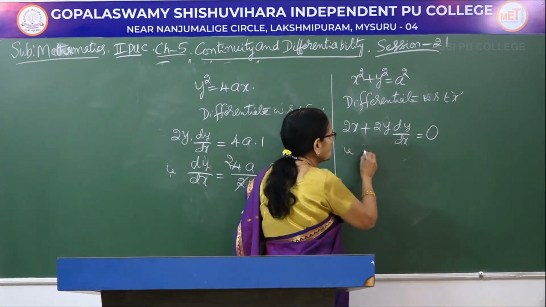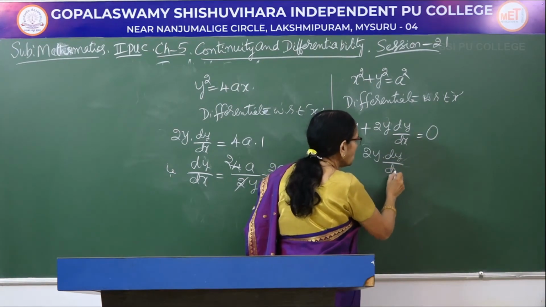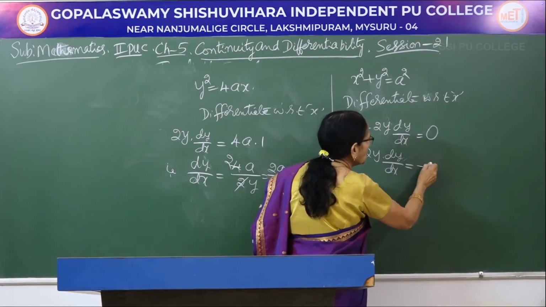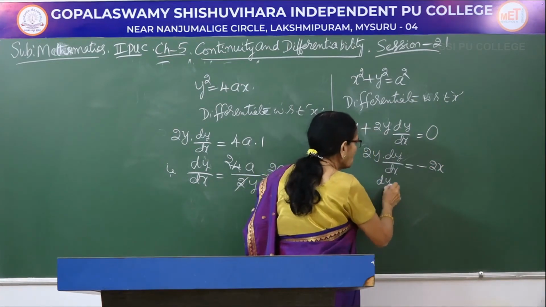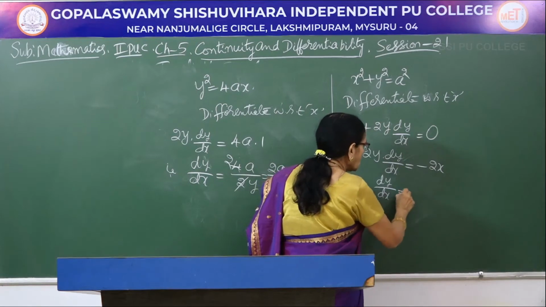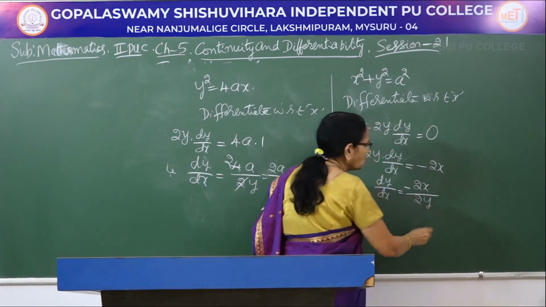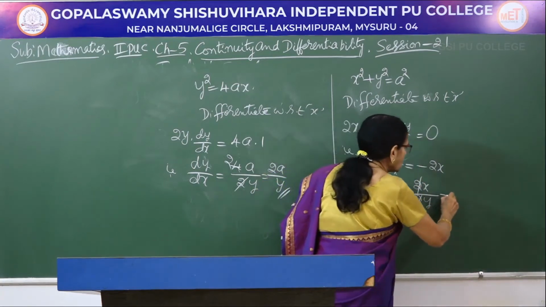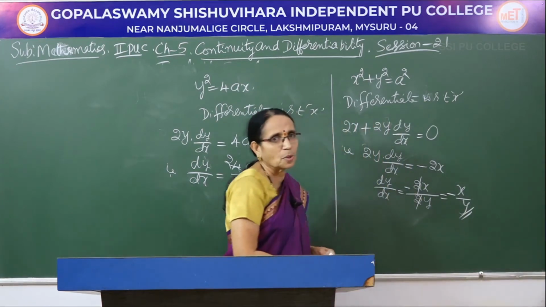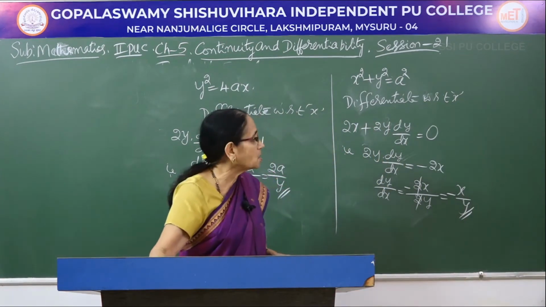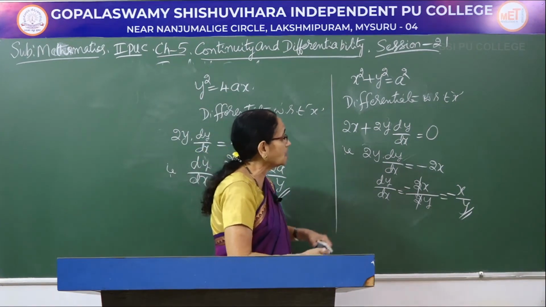So, shift this term to the right hand side. 2y into dy by dx would be equal to minus 2x. Therefore, I want dy by dx here, it is minus 2x divided by 2y. You can cancel that 2 there, hence it is minus x by y. So, this is the value of the derivative.